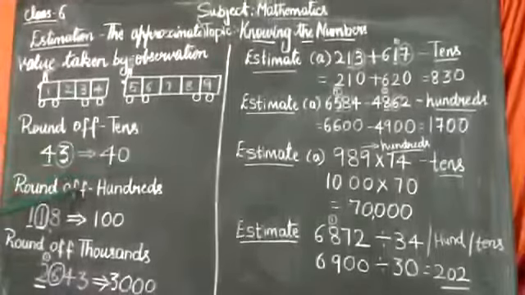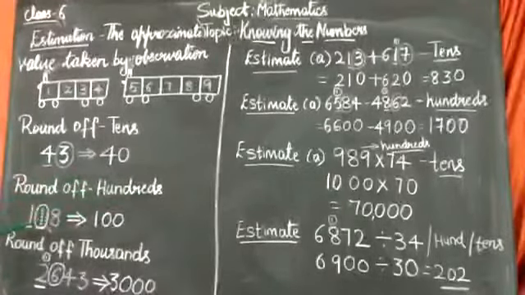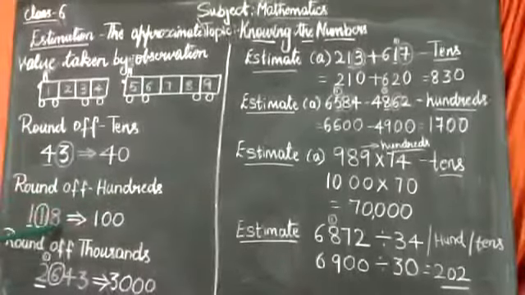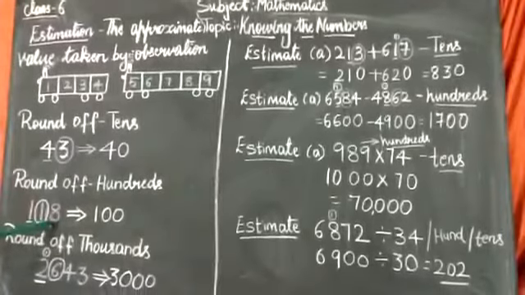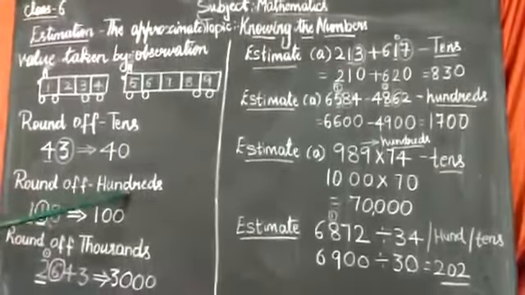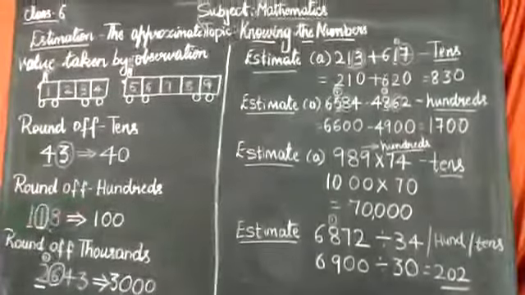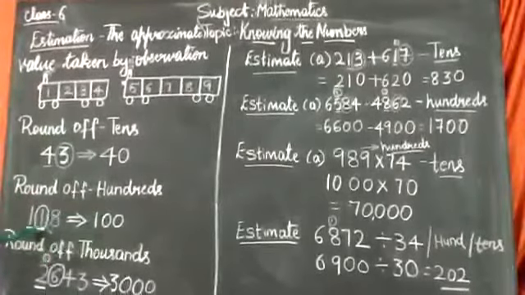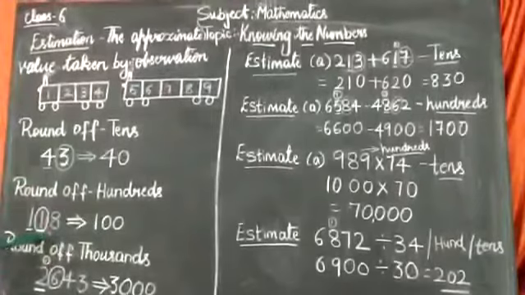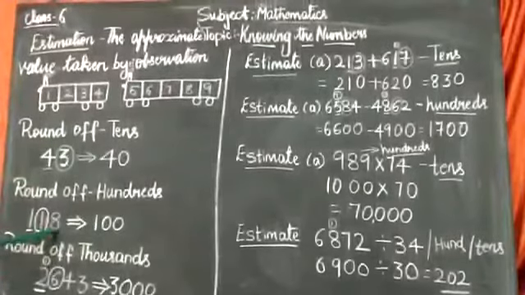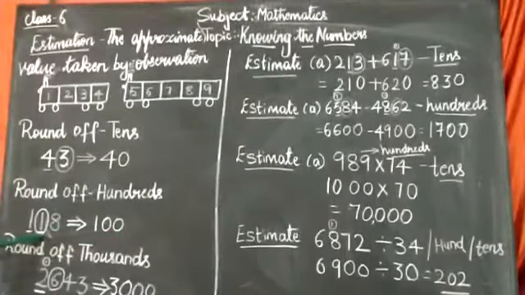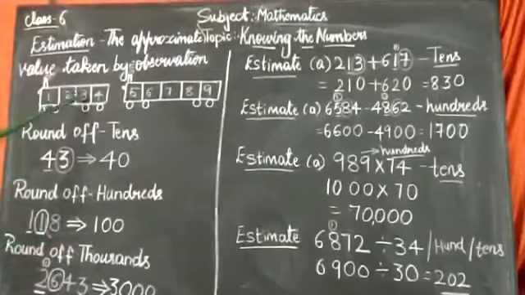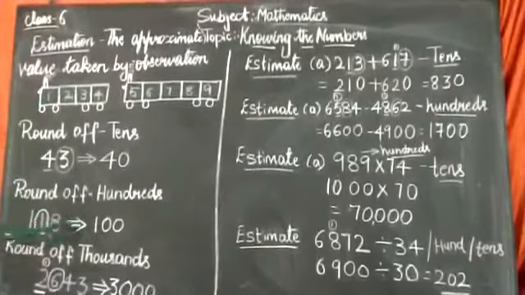Now round off to the hundreds place. Now we have 118. What is the number here? 118. So we are rounding off to the hundreds place. Which value should we see? One value before, that is the tens place. What do you have in the tens place there? 1. So the ones value will be 0. So it is less than 5. We write 0 here and 1 as it is.